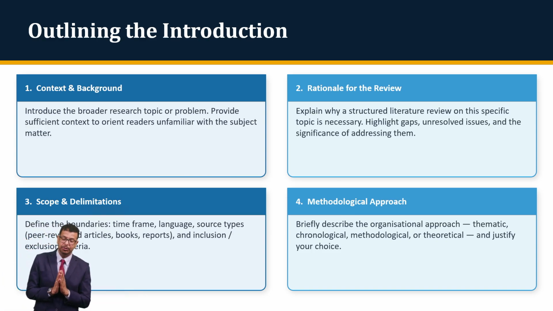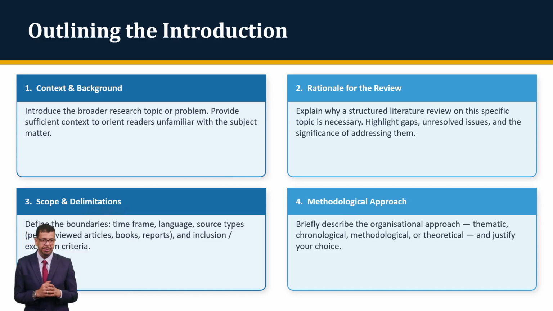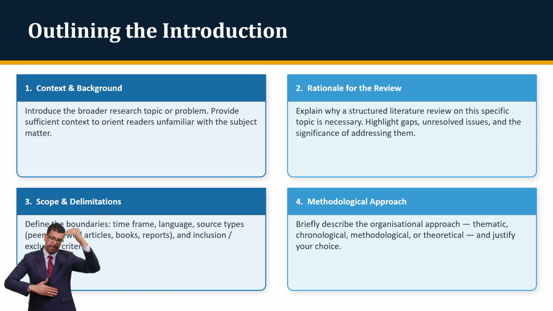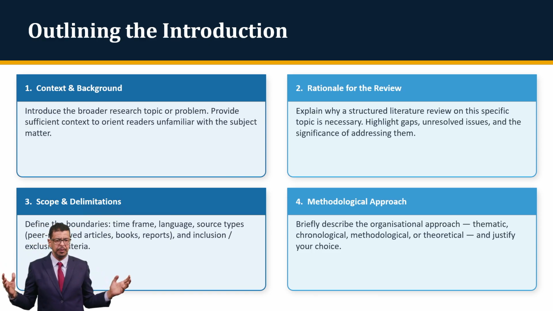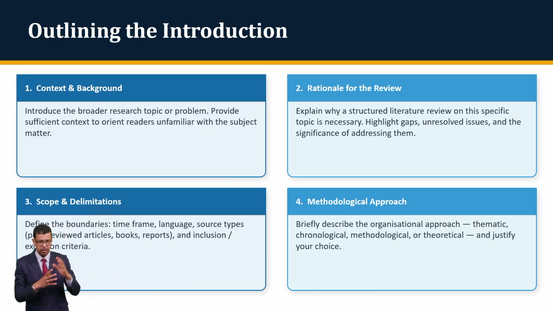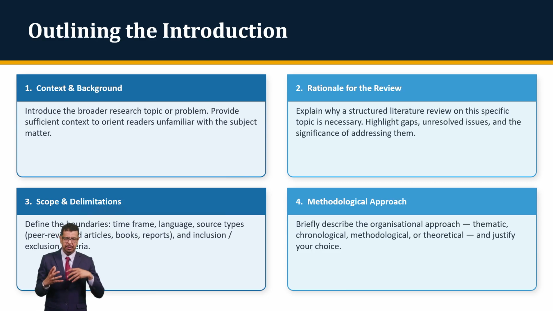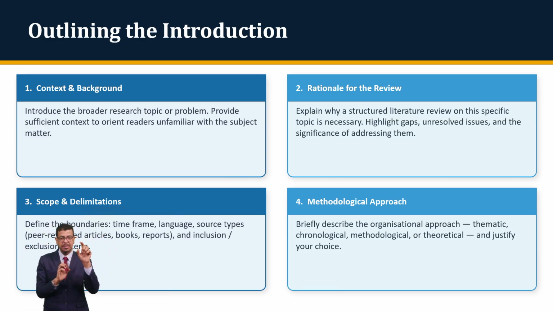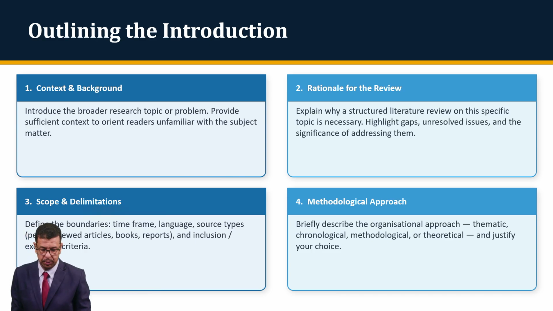Then you also have to show the methodological approach: whether you use a thematic approach, reporting the different sections of the literature review by theme, or chronological, that means from new to old, or a methodological approach based on the methods, homogeneity, heterogeneity, or theoretical. And you have to justify which choice you have chosen and why.